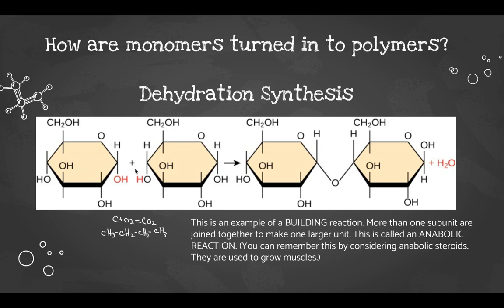So we have a monomer plus a monomer. We're taking out the water to join them together. So we have a polymer and a H2O, which is a water molecule left over here. Okay. So this is an example of a building reaction. We are taking small things and building a larger molecule. More than one subunit are joined together to make a larger subunit.